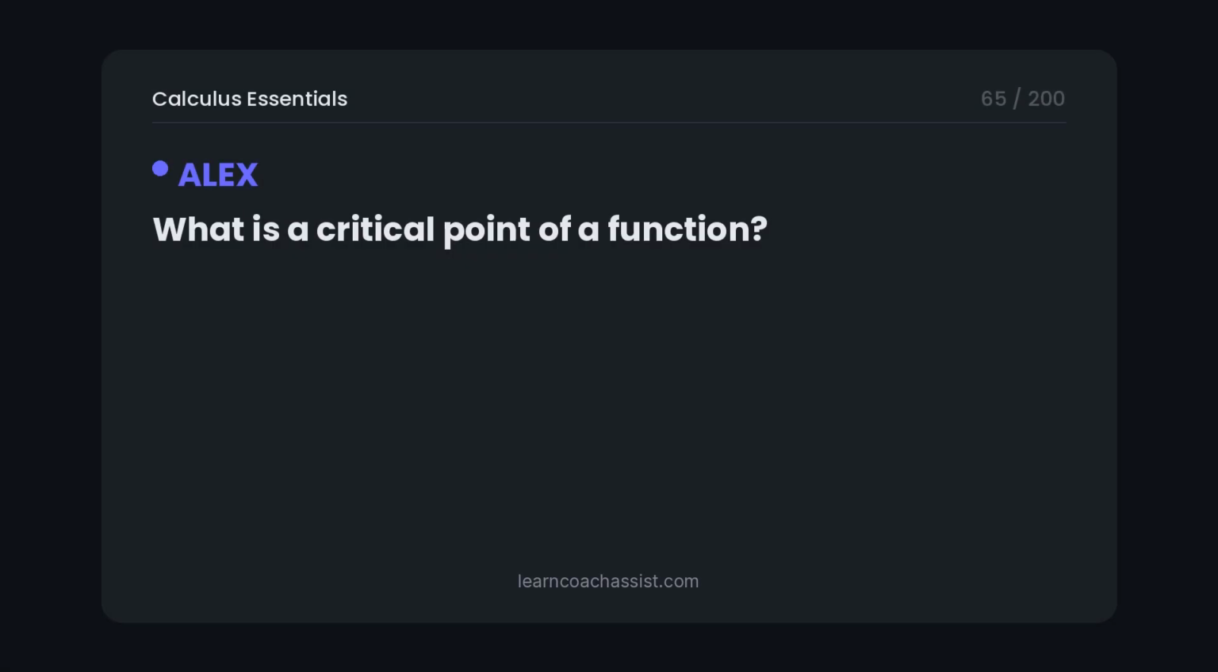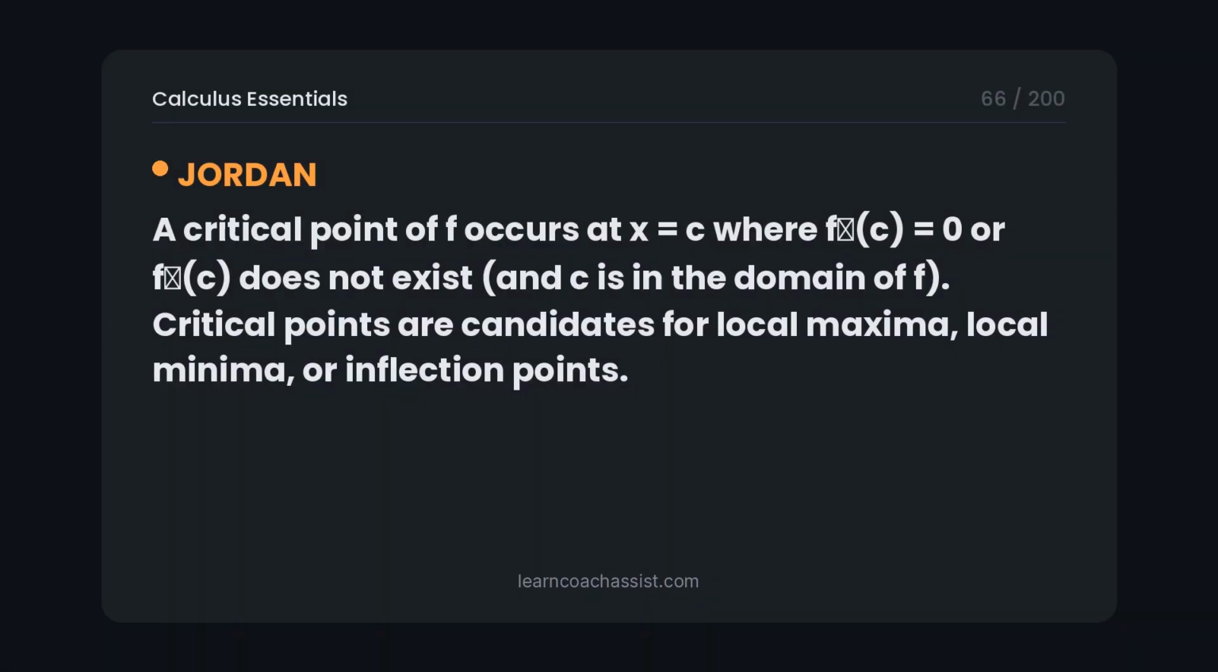What is a critical point of a function? A critical point of f occurs at x equals c where f'(c) equals 0 or f'(c) does not exist, and c is in the domain of f. Critical points are candidates for local maxima, local minima, or inflection points.